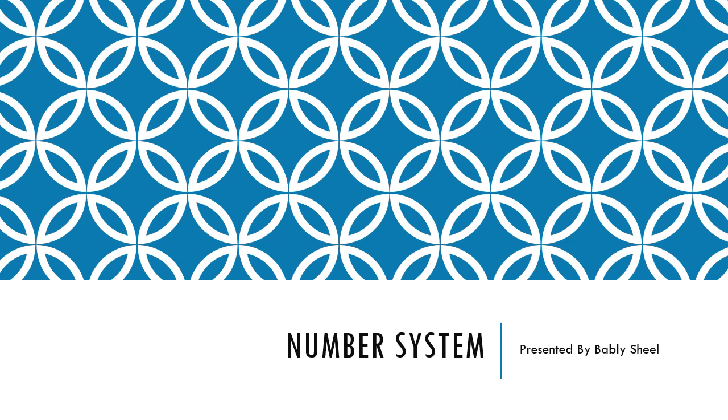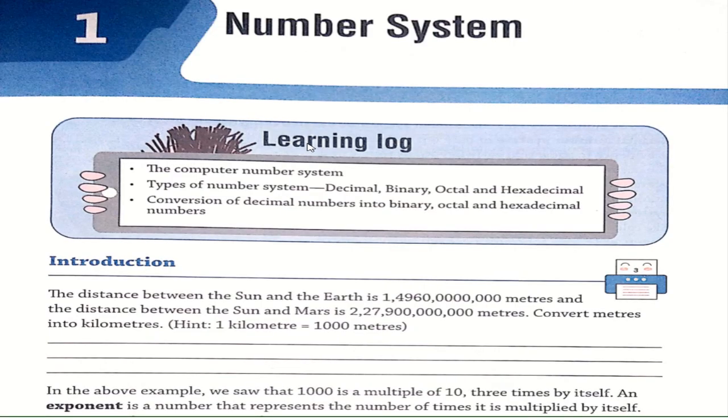Students, today we'll learn our first chapter, that is number system. Okay, let's see. Students, today we learn about number system. You know that there is some distance between sun and earth. Even there is some distance between sun and Mars. The distance between sun and earth and sun and Mars is thousands of kilometers or million kilometers.